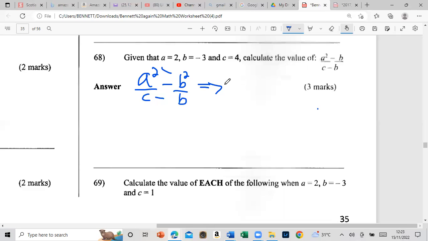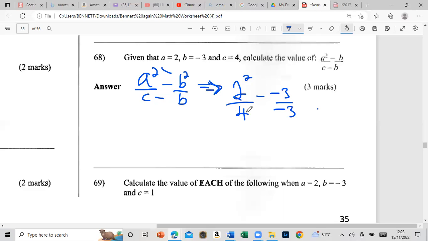Alright, let's go. I'm not sure why they set it up like this. So A squared, what's A? The value of A is 2, plus 2 squared over C, which is 4, minus B. The value of B is negative 3, over negative 3. That's how they want to do it, alright?